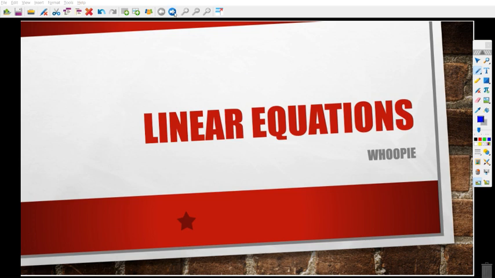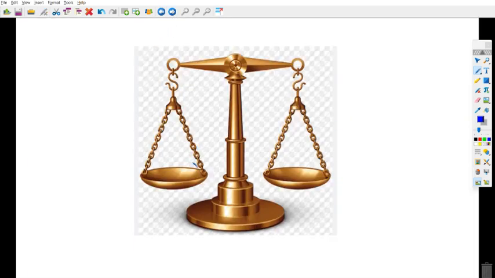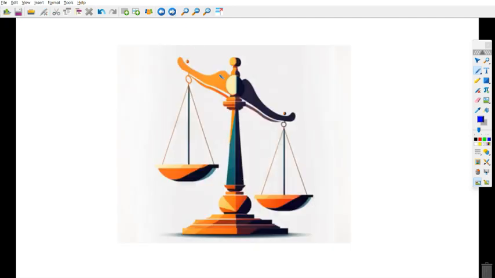So if you think of a scale, this is just a normal scale, and at the moment, it's balanced. Both sides are equal. One side is not more lopsided than the other side. But if I put something down in one of these sides, like a 1 Rand coin, what do you think is going to happen? It's going to look something like that.